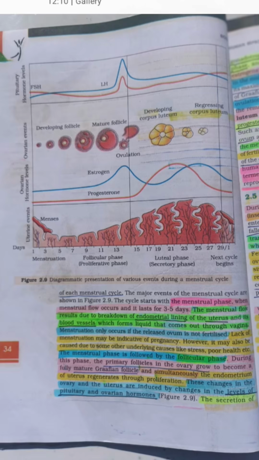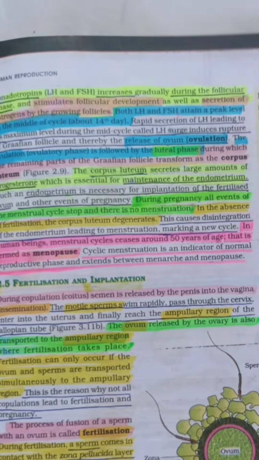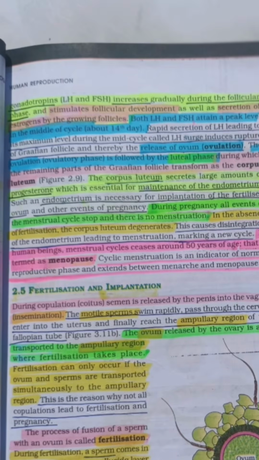The secretion of gonadotropins LH and FSH increases gradually during the follicular phase and stimulates follicle development, as well as secretion of estrogen by the growing follicle. Both LH and FSH attain peak levels in the middle of the cycle, about day 14. Rapid secretion of LH leading to its maximum level during the mid-cycle is called the LH surge. It induces rupture of the Graafian follicle, and thereby the release of the ovum, called ovulation.